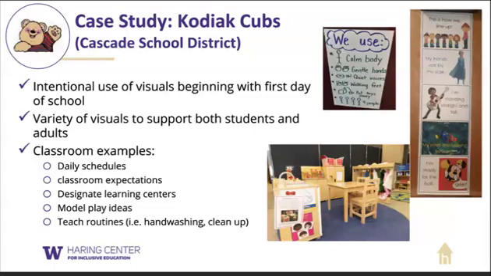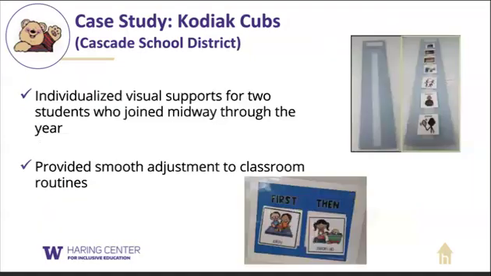The arrival of 2 new students late in the year presented an opportunity to further refine the preschool's use of visual supports. While the current visuals were beneficial, the Kodiak Cubs team recognized the need to provide individualized options for these 2 students. Personalized visual schedules using pictures specific to the student need and preferences were created. The team used a laminated schedule with laminated visuals and Velcro, so the schedule could be changed as needed and items could be removed, creating a more tangible acknowledgement of when the activity was complete.